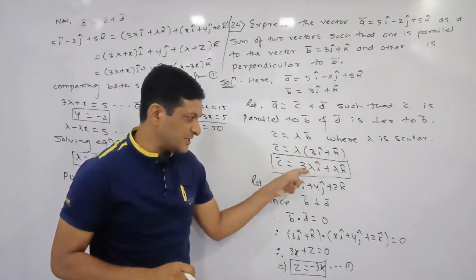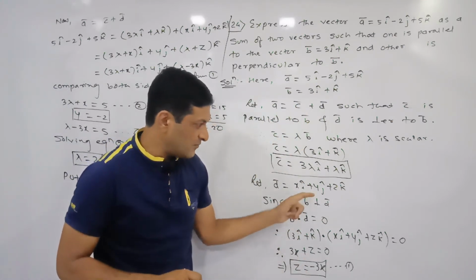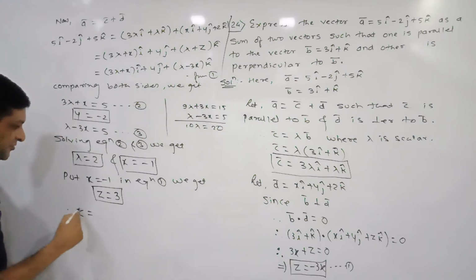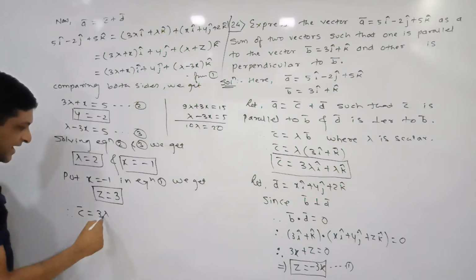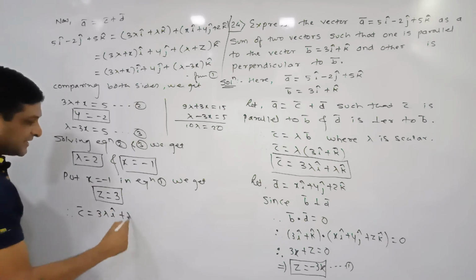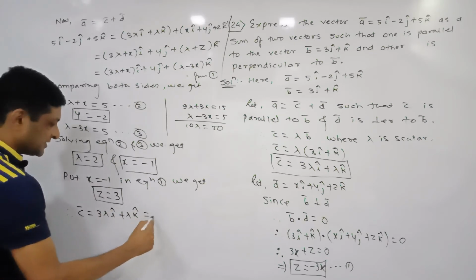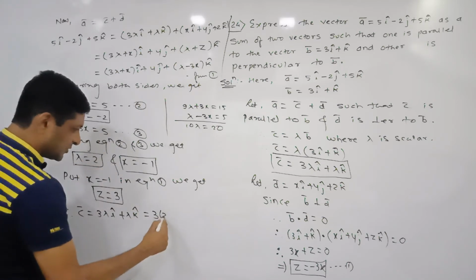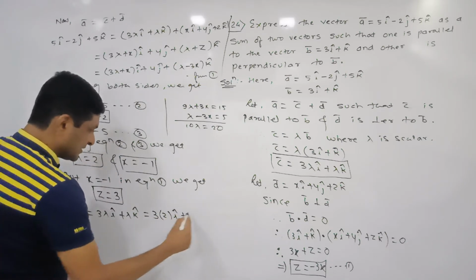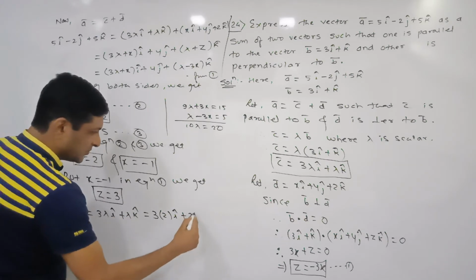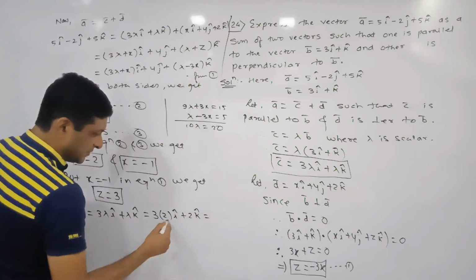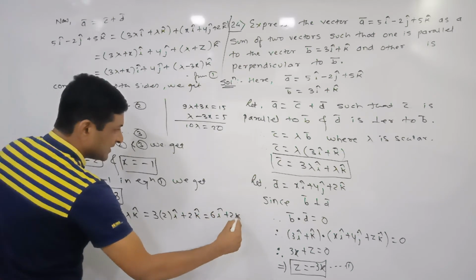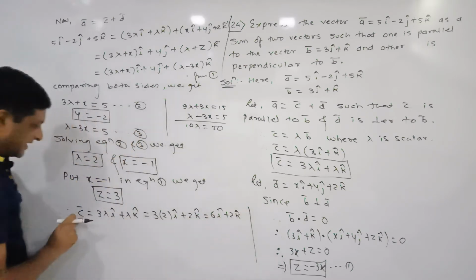C bar and D bar, means this value of C bar and this value of D bar. So therefore C bar will be equal to, what is the value of C bar? 3 lambda i cap plus lambda k cap, so which is equal to 3. I am replacing this lambda by its value 2, so 2 i cap plus, replace this lambda also by 2 k cap, so which is equal to 3 twos, means 6 i cap plus 2 k cap is the value of first required vector C bar.